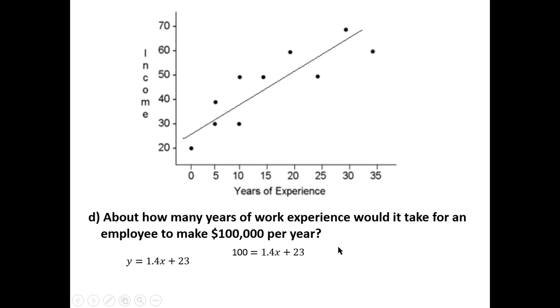Well, then you subtract 23 from both sides and then divide by 1.4 on both sides. And so the final answer is that after about 55 years of working at Vandelay Industries, an employee would probably be able to expect to make about $100,000 per year.